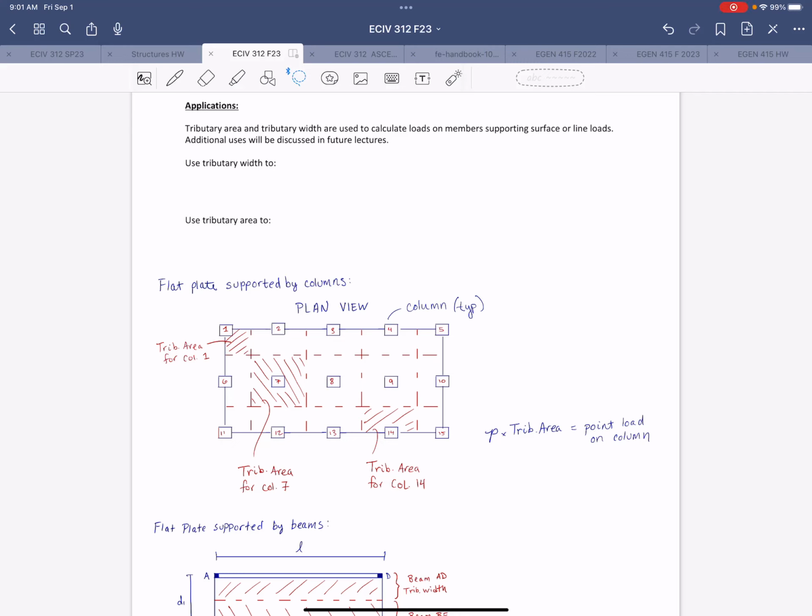All right, so last time we introduced the concept of one-way versus two-way floor systems and also defined tributary area and looked at tributary width as well. So today we're going to continue with that and actually start applying it to some examples.